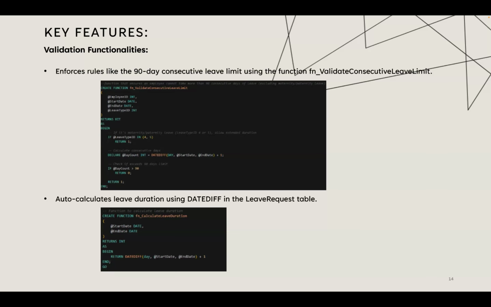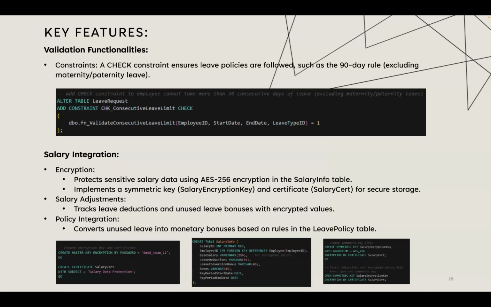Now going to the next slide. Over here, we show the check constraint where it ensures the leave policies, which we spoke about earlier, are applied, which is excluding the maternity and paternity leave.